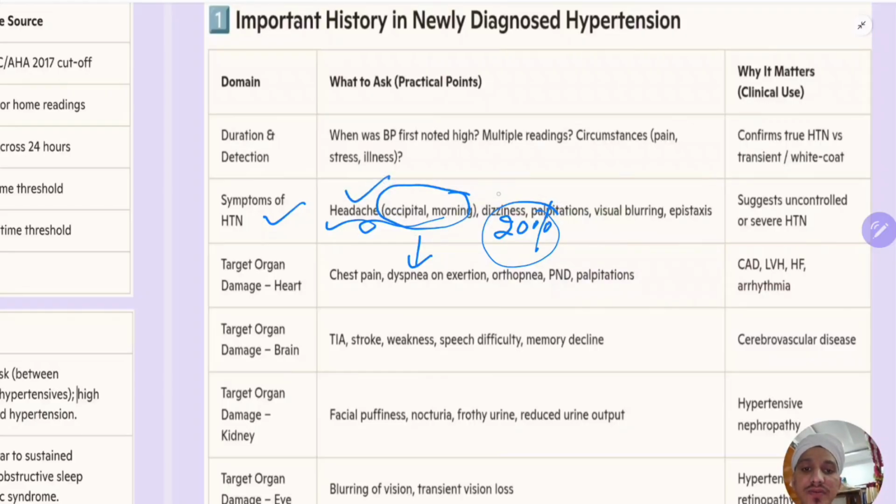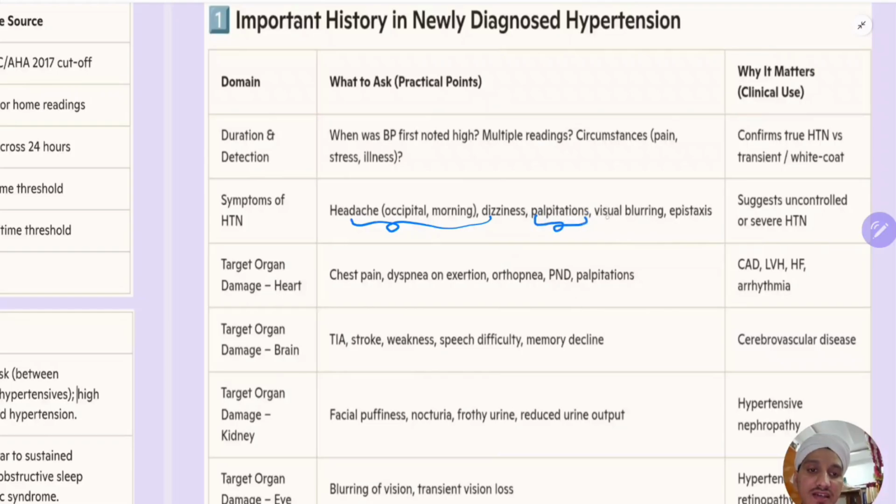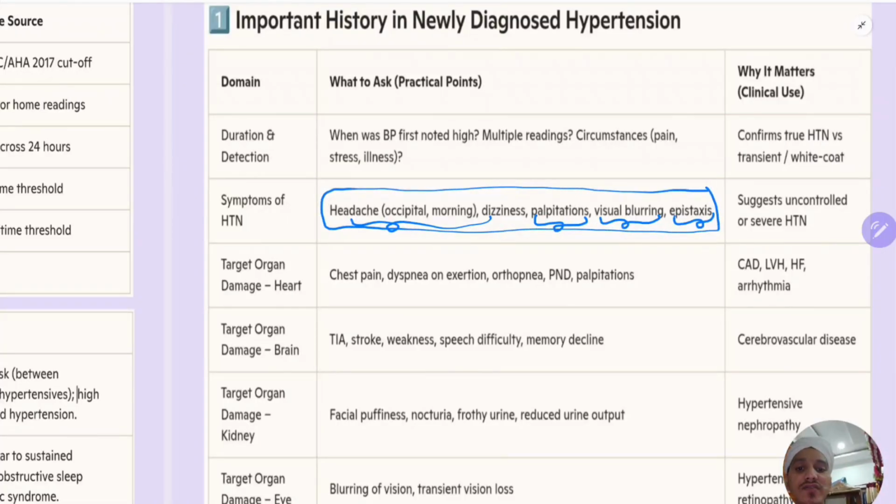Symptoms of headache you should ask. Symptoms of dizziness you should ask. Symptoms of palpitations. This is CNS, headache and dizziness, then palpitation, CVS, then eye, visual blurring, and epistaxis from the nose. Whether any of these are present or not, you should ask the patient. If one or more of these is present, then this suggests uncontrolled or severe hypertension.